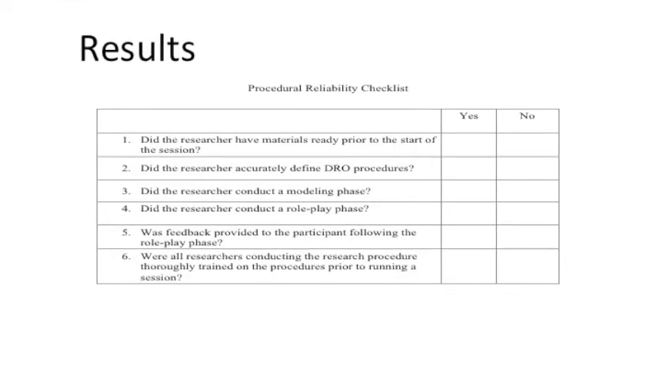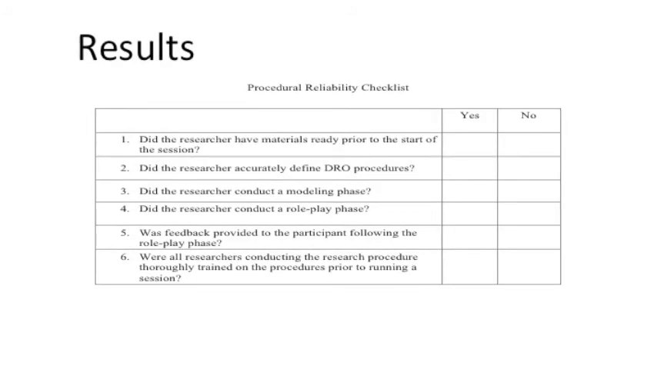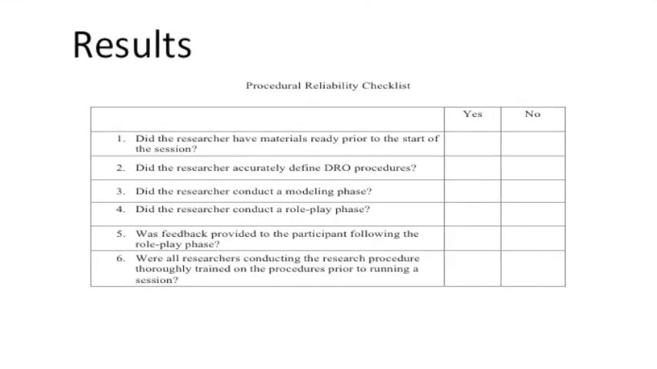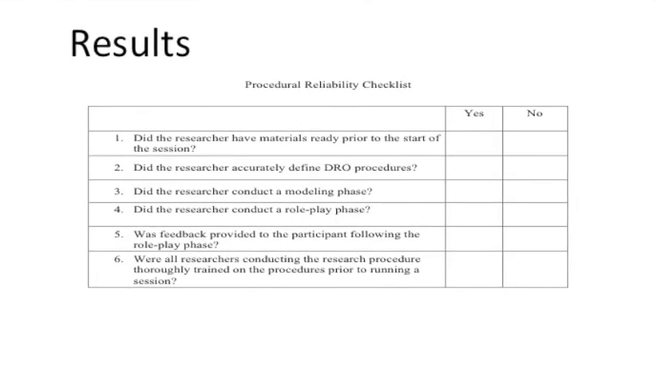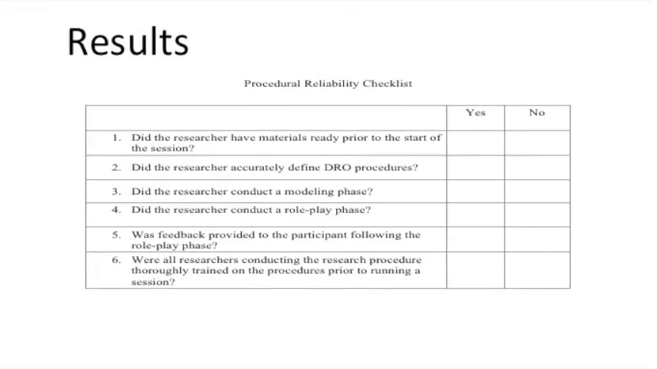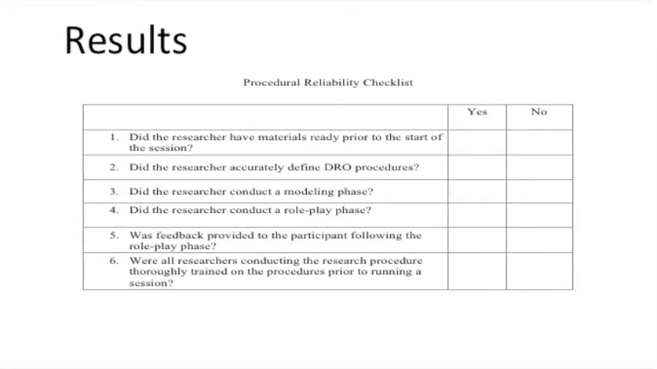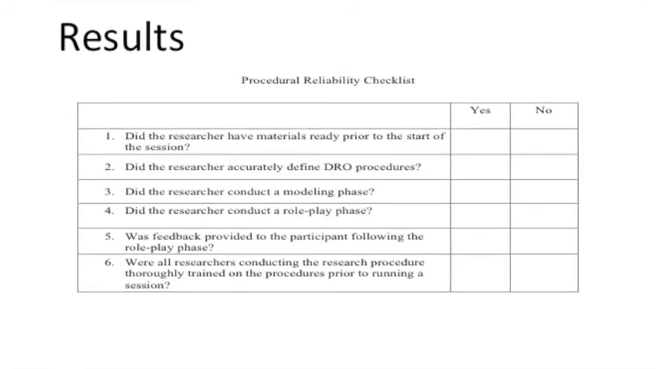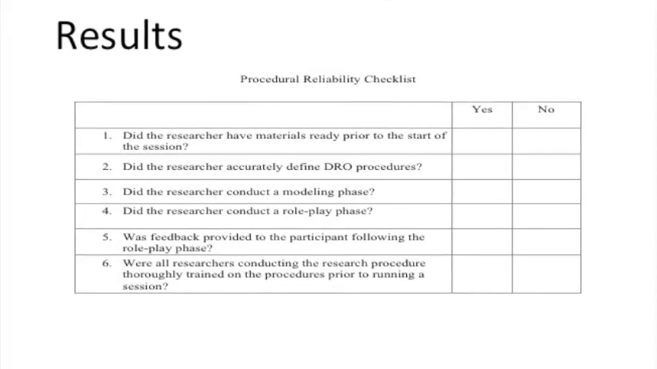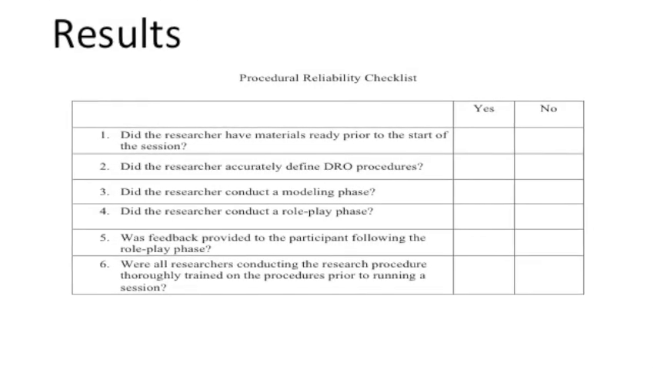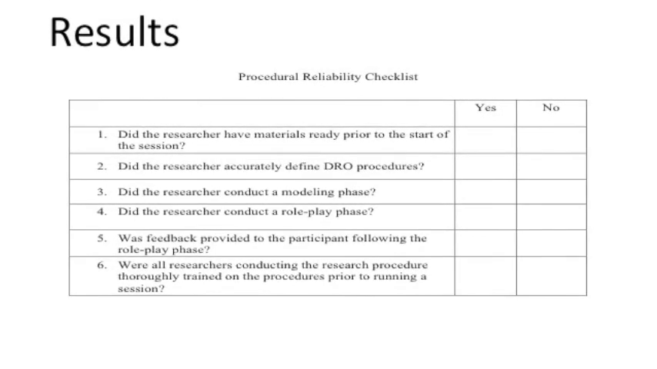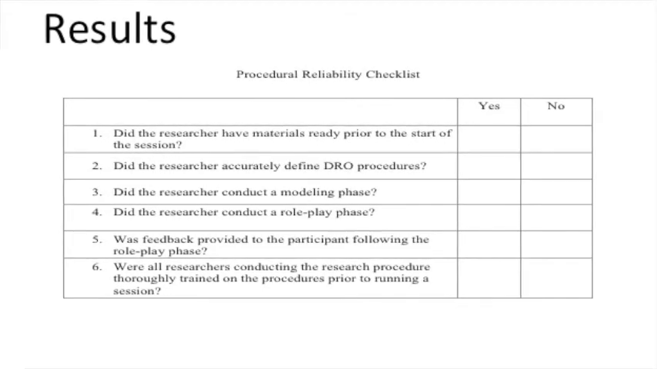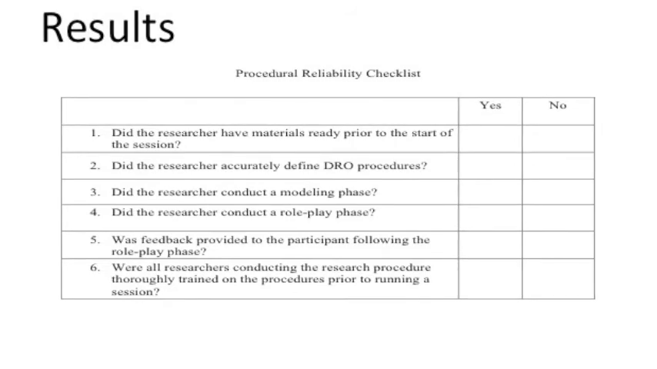This slide shows the procedural reliability checklist that was used for participants. This was delivered to the second observer following the behavioral skills training in order to evaluate if materials were organized prior to the BST, if DRO was accurately defined, if there was a modeling and role-play phase, if feedback was provided, and if instructions were clearly stated to the paraprofessionals prior to running the session. Procedural reliability was collected 100% of the time for all 3 paraprofessionals and was collected at 100% across all trainings.